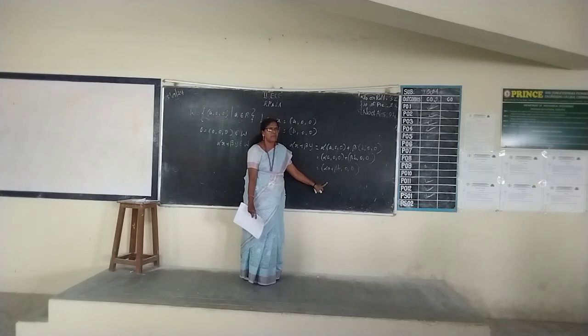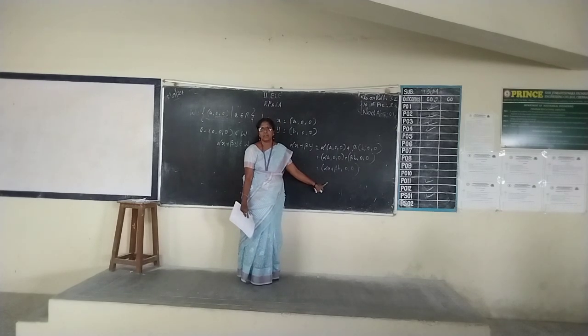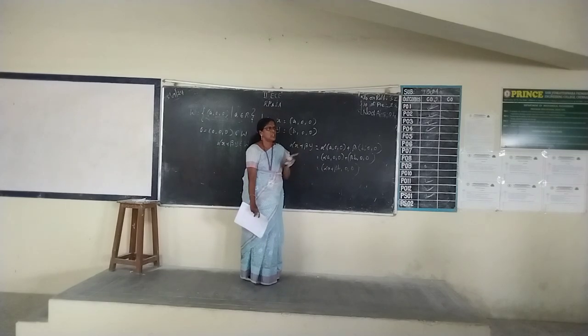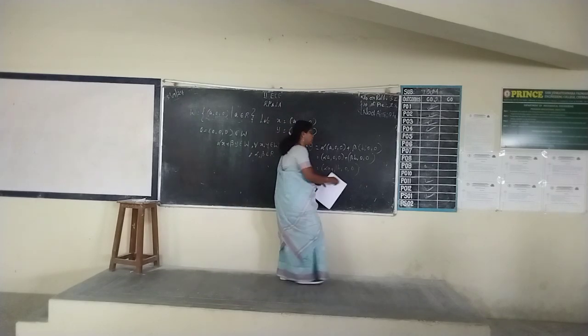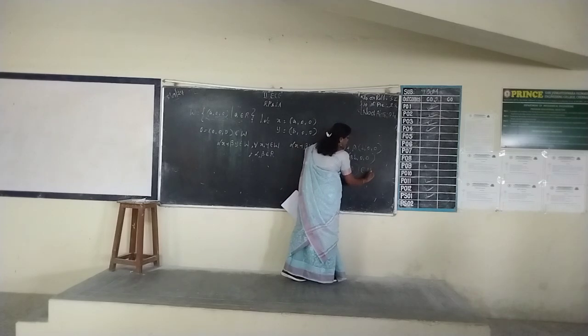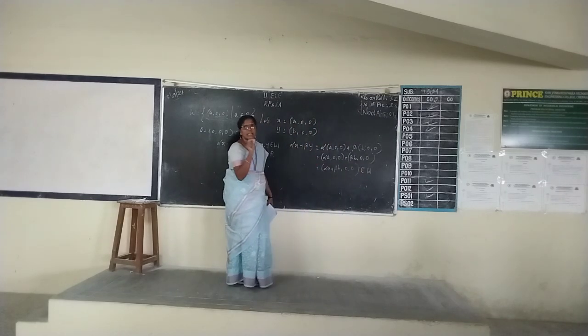Why are you saying that this belongs to W? Because it is in the same format as the element is defined. How is the element defined? (a, 0, 0): the first one has the value and the other two are 0. Whether it is in the same format or not? Yes, so it belongs to W. Now our resultant answer is in the same format given.